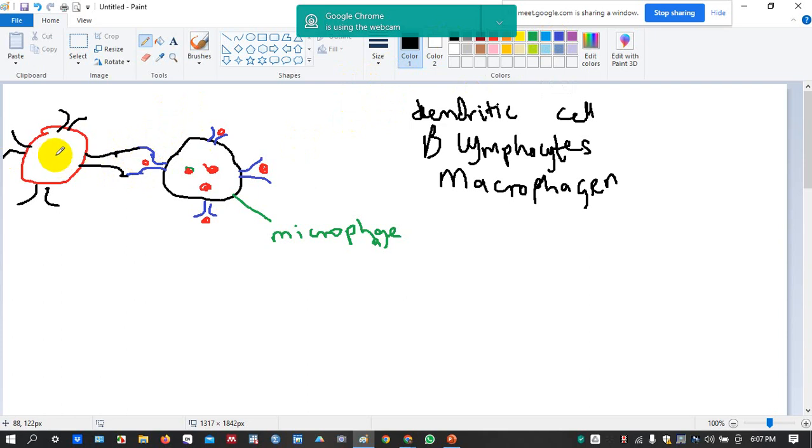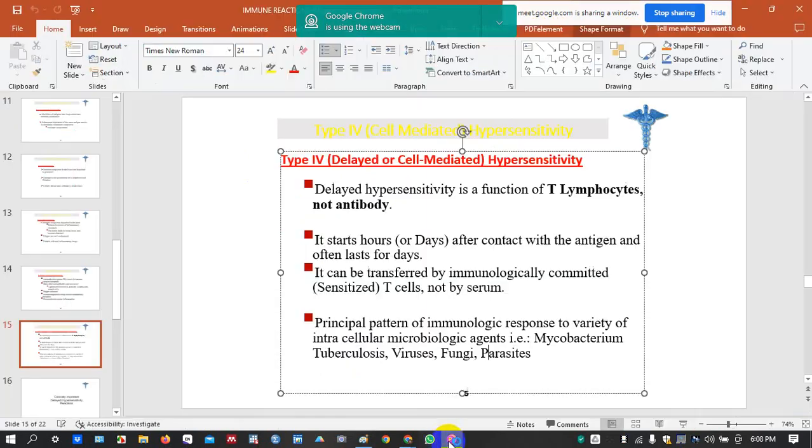So the T helper cell will now release what? Cytokines, interleukins, interferons, tumor necrosis factor, transforming growth factor, and the rest, to destroy these antigens. And after destroying the antigens, they are removed from circulation. So this is the T helper cell, and this is the macrophage. Sorry for the spelling. Thank you. So let's go to our explanation.